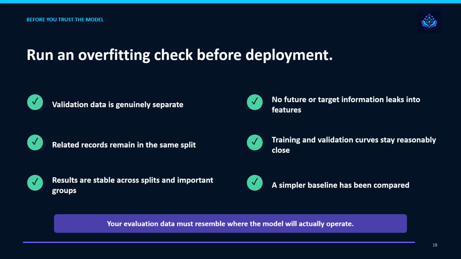Before trusting a model, ask: Is validation genuinely separate? Could information be leaking? Do the learning curves separate? Is performance stable across groups? And does the evaluation data resemble the real world?